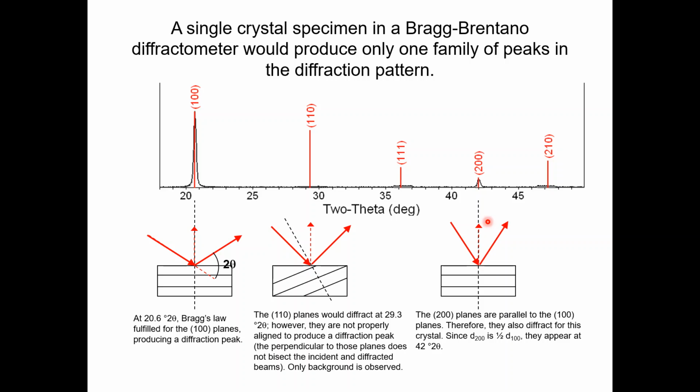Then we have another example, from the 200 plane. We have a peak here at 42 degrees 2 theta. This peak corresponds to the 200 planes, and remember, as you can check by yourself, these planes are parallel to the 100 plane. The orientation of these planes is similar to this plane. So the 200 planes are parallel to the 100 planes, and therefore they also diffract for this crystal. Since the d spacing for the 200 is one half the d spacing of 100, they appear at 42 degrees 2 theta. That's the reason.